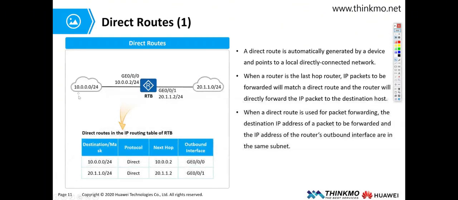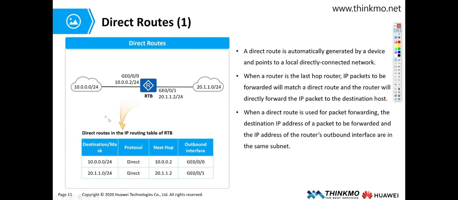Here, when our router is the last router to forward data, it directly matches this direct route, and the router will forward the IP packet to our destination host. When our data packet uses these direct routes, the purpose of forwarding is that the destination IP and the router's outgoing interface are within the same subnet.